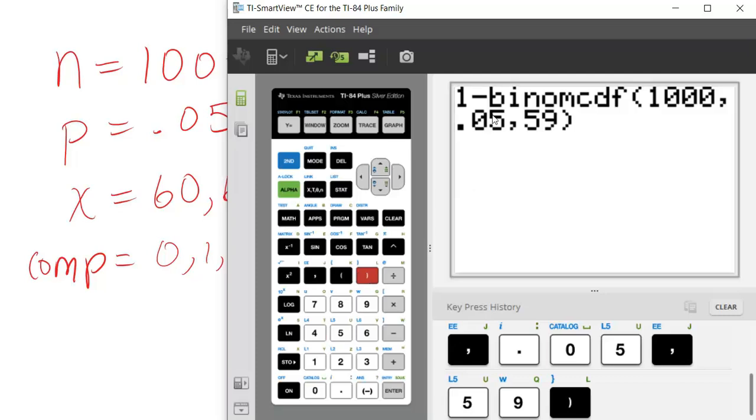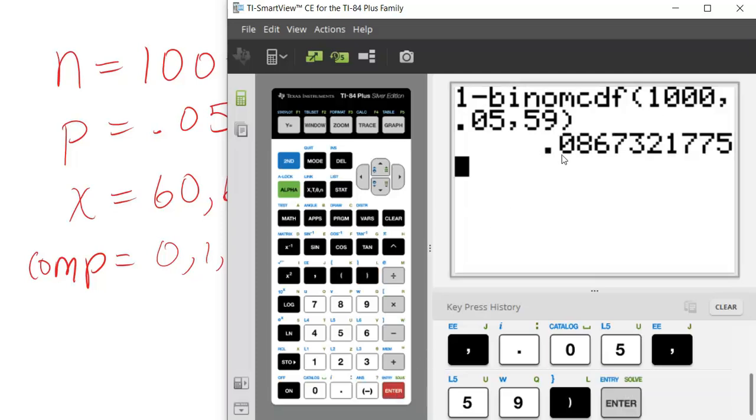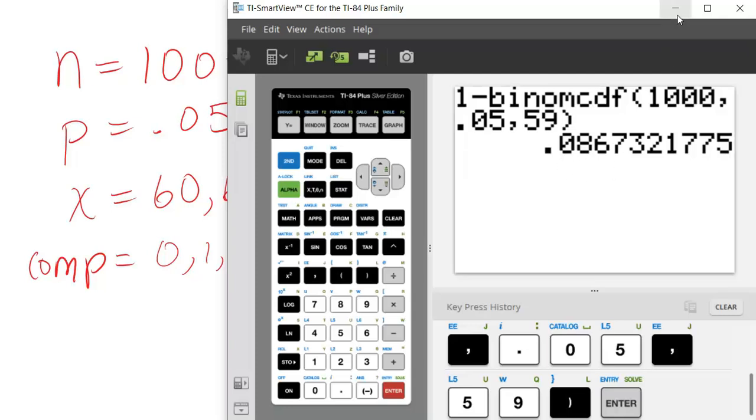And let me just talk about the logic here again. This Binomcdf part is finding the probability that they don't run out of shirts, but we want the probability that they do run out of shirts, so we're subtracting from 1. That's not a negligible probability. If we round this to 3 significant digits, that's 0.0867.